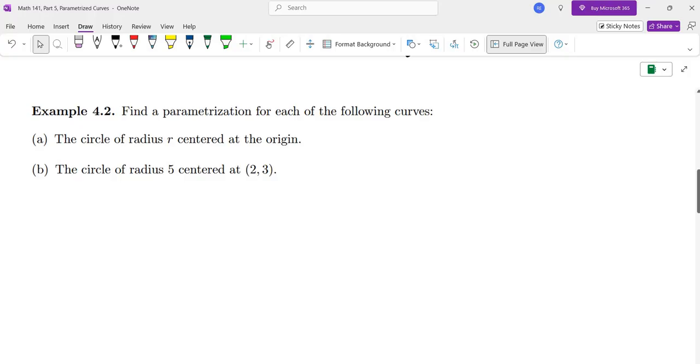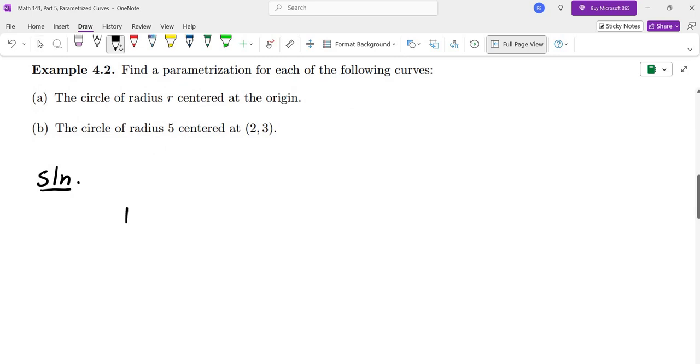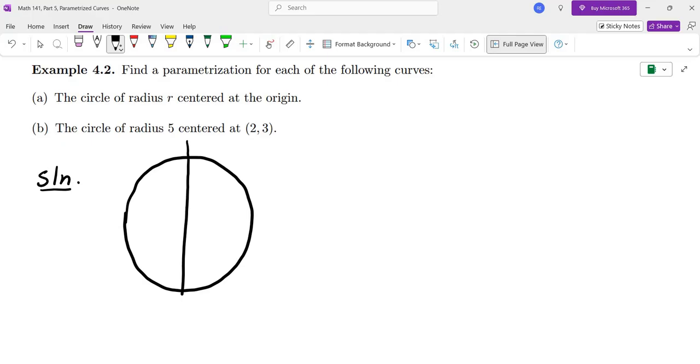The next example, I'm going to do two examples here, is find the parametrization for each of the following curves. The first one is the circle of radius r centered at the origin. So let's draw a diagram for this one. We have a circle of radius r, and we want to find the parametrization. If we measure this angle, we can write down the parametrization using this angle. I'm going to call that angle t. We can find the x coordinate and the y coordinate using this t and the radius.